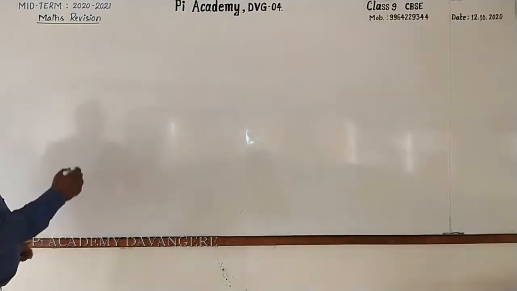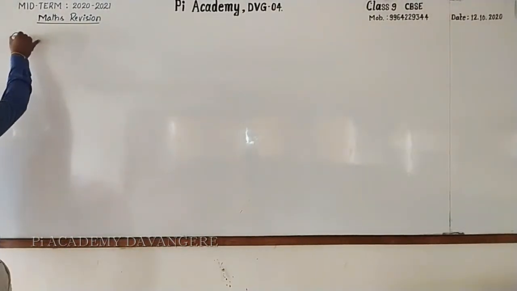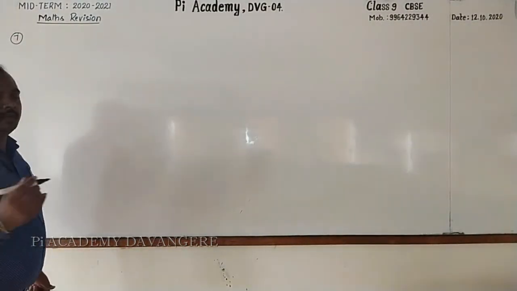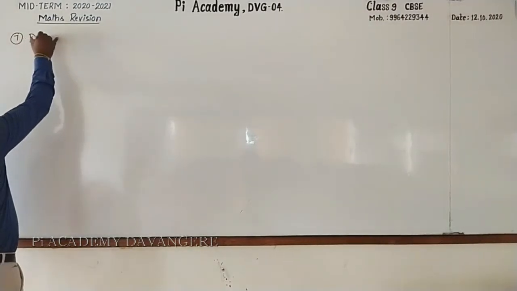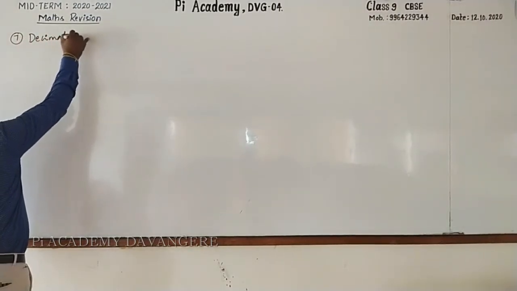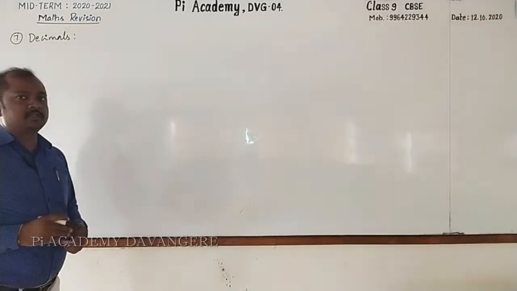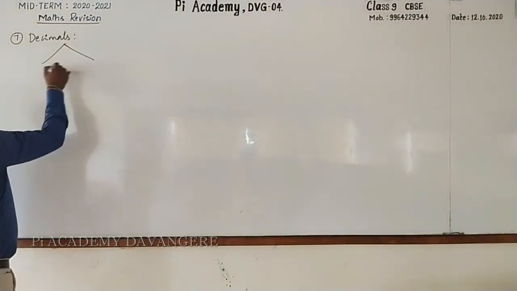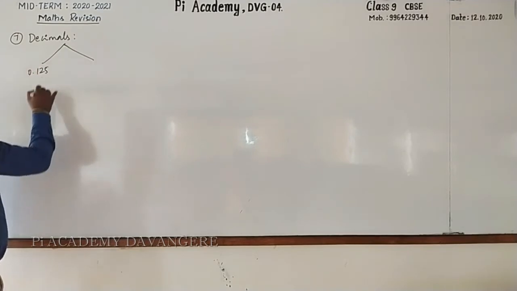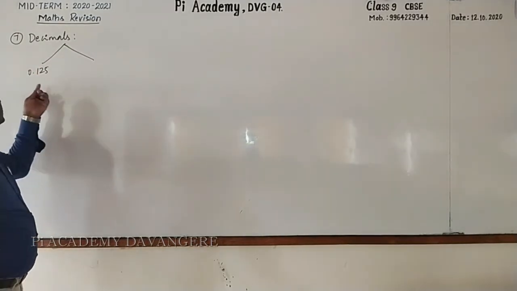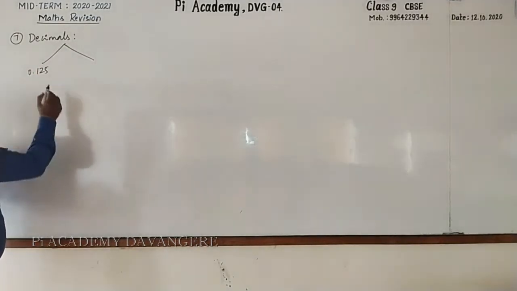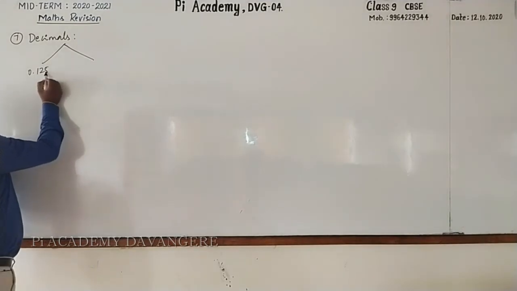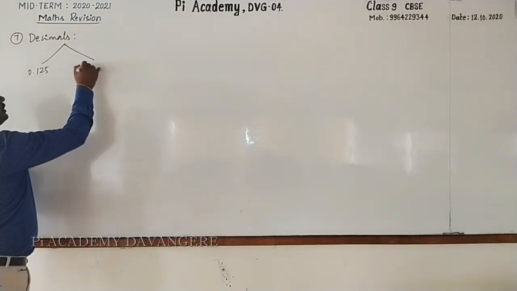Dear students, in the 7th concept, we are moving to which one? Very good. It is about decimals. Then in case of decimals, we have different types, right? Okay, 0.125. What type is it? It is terminating decimal. That means there are countable number of digits in the decimal part.